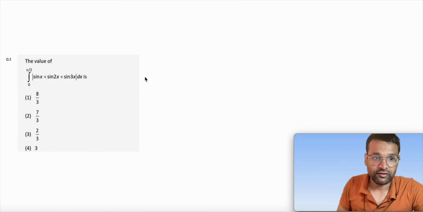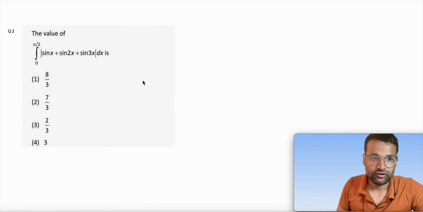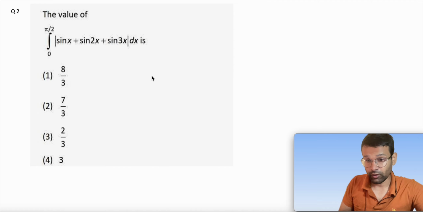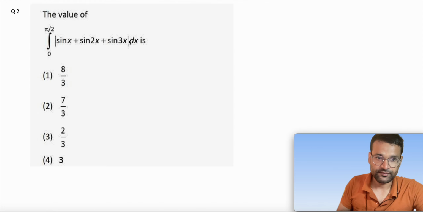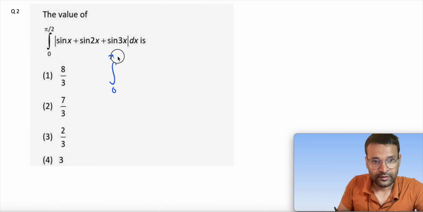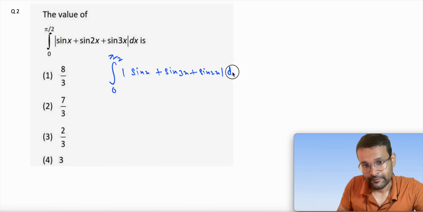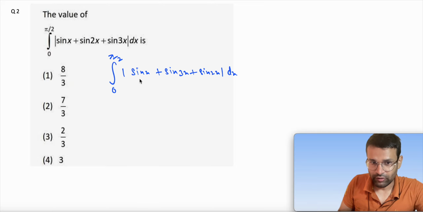The next question is also from calculus, but the first was the differential equation topic, and this question is from the definite integration topic. Mainly in this lecture we discuss all the questions that come from calculus. This is a topic-wise discussion lecture. Now the next question is the definite integration from 0 to pi by 2 of sine x plus sine 3x plus sine 2x. We rearrange this in this way; why we arrange it this way you will understand later.